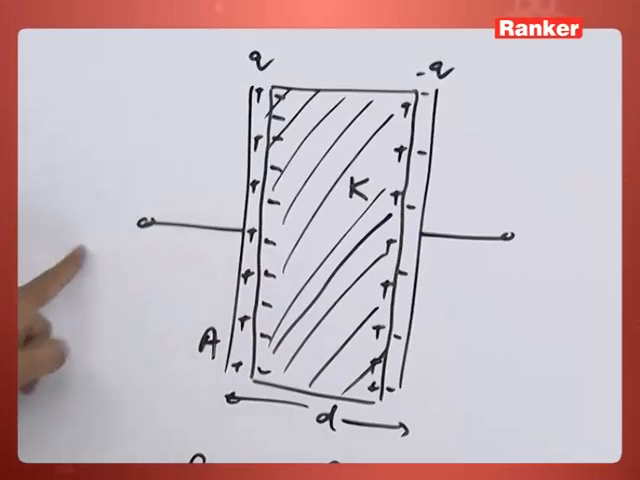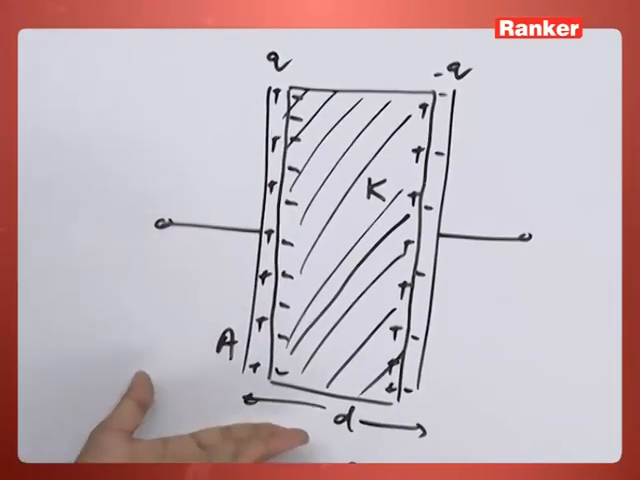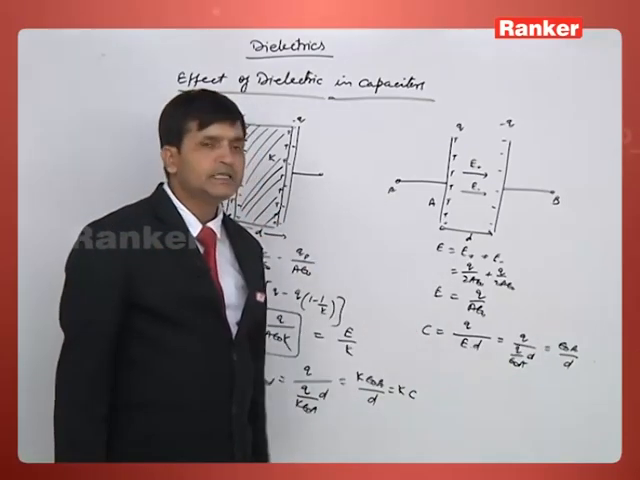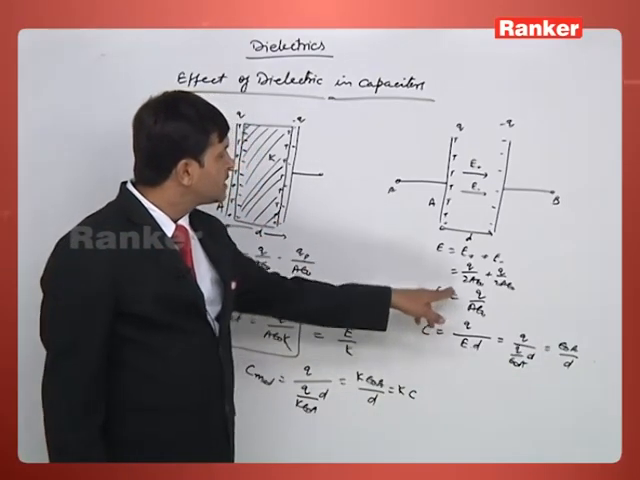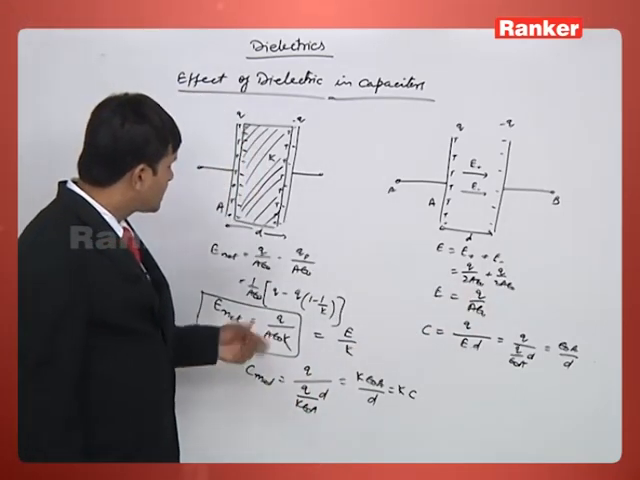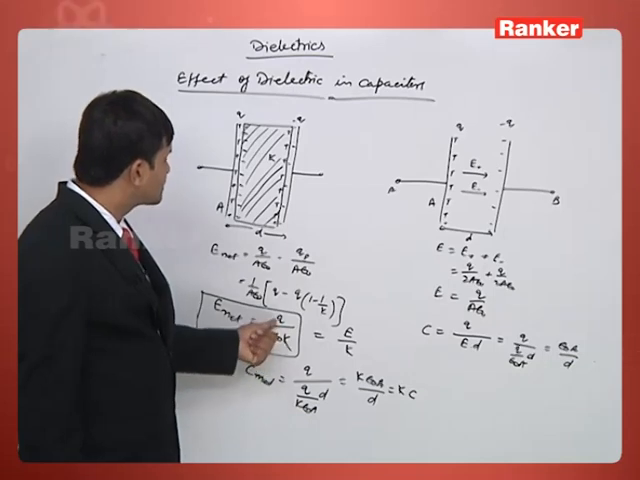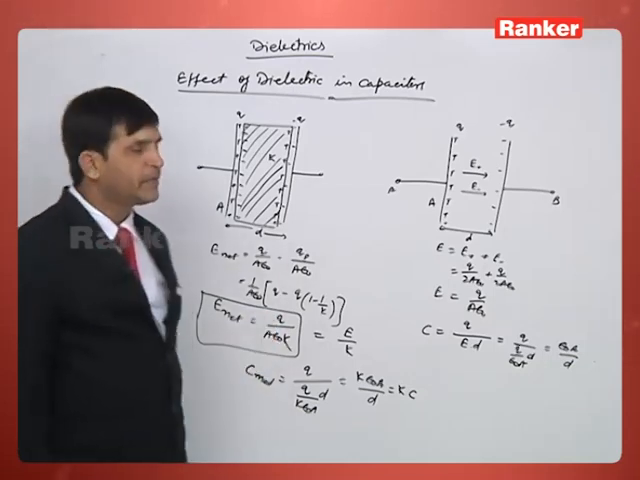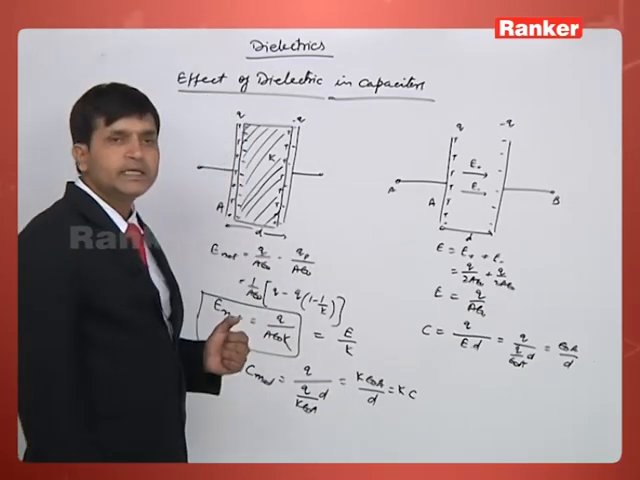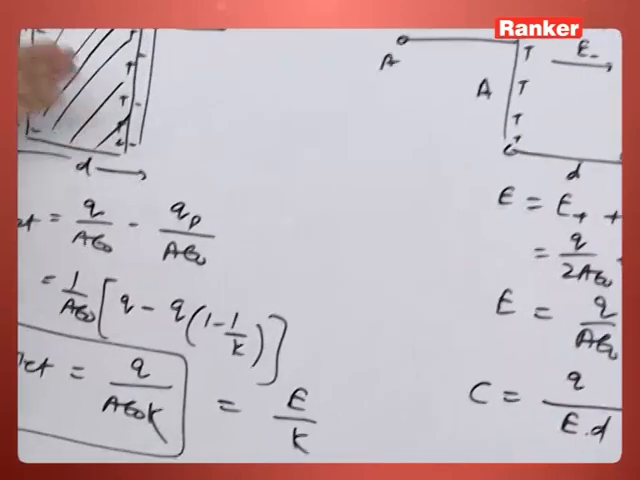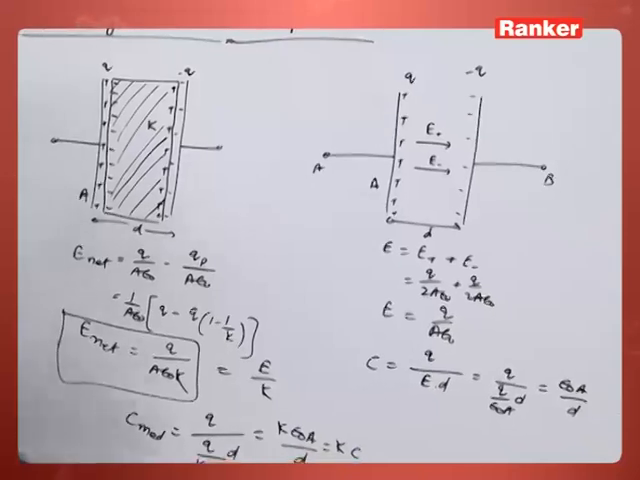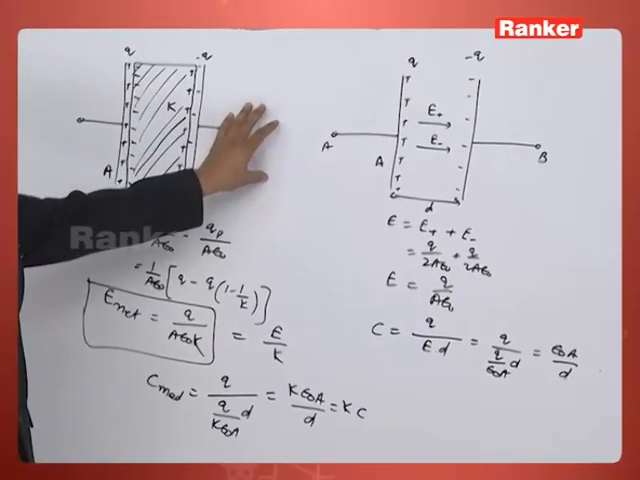Now we can give much more charge, until the field is the same as E, because the limiting value of the field is Q by A epsilon naught. So we can increase the charge by a factor K, so that its energy will also increase. Now see the different effects on the capacitance when a dielectric slab is kept between the two plates.